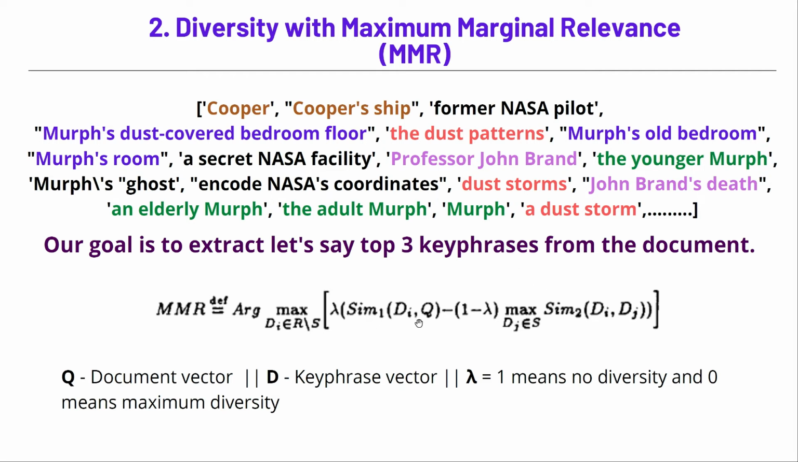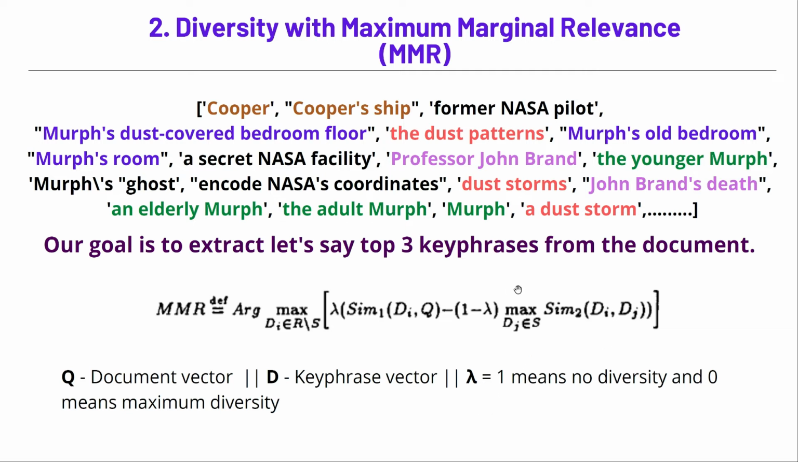In order to understand this equation, let's first assume that lambda is equal to 1. So when lambda is equal to 1, this becomes 1 and this whole thing becomes 0. MMR is an iterative algorithm. That is, if you are extracting, let's say, top n key phrases, here n could be 3. Each time MMR is run in a loop, one key phrase is extracted.